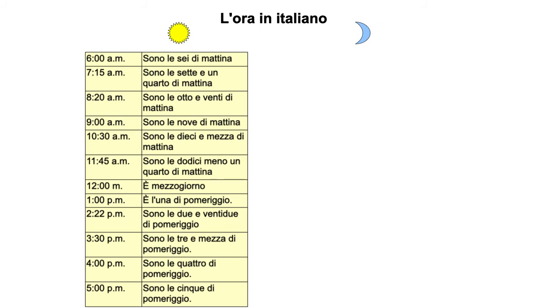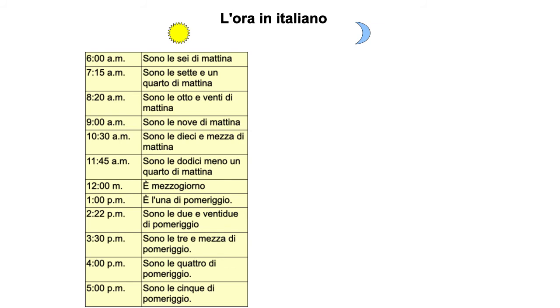9 a.m. sono le nove di mattina, right? We just changed the number. How about 10:30, right? You can say sono le dieci e trenta di mattina, right? But when it's the middle of the hour, you can say also le dieci e mezza. That mezza means half, right? So 10 and a half. Sono le dieci e mezza di mattina.